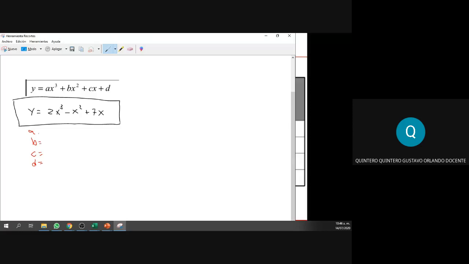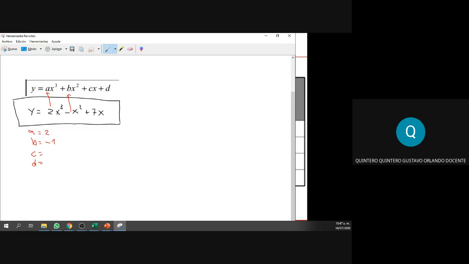We can clearly see those values. The value of A, simply because it's the one with the x cubed, is 2. The value of B, simply because it's the one with x squared, is -1, right? Look at this. The B is the coefficient of x squared, and in this case, it's -1. Remember, signs are also part of numbers, right?